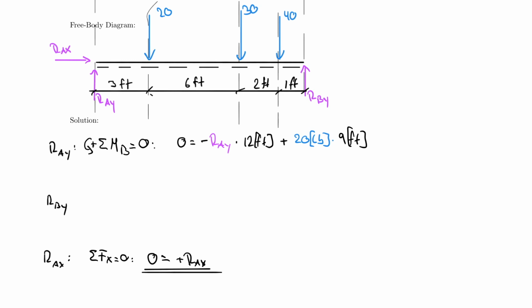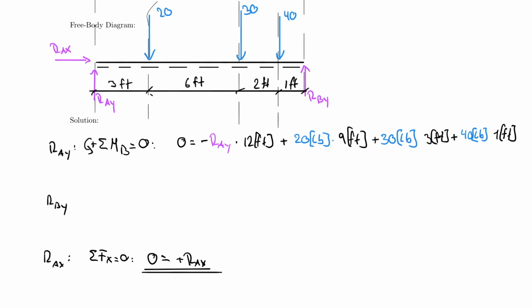Then I have my 30 pounds multiplied by, what's that distance now? From 30 to B, right? So which is here, that would be 3 feet. So I multiply that by 3 feet. And that is also counterclockwise, therefore it's positive. Last but not least, I have 40 pounds, which is no secret at this point, is also positive, and that has a lever arm of 1 foot.